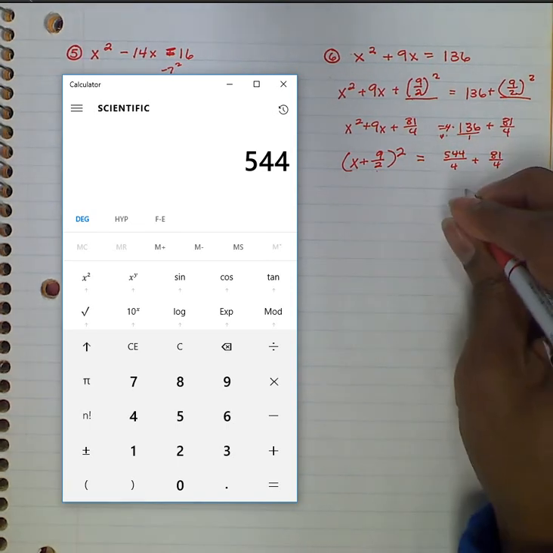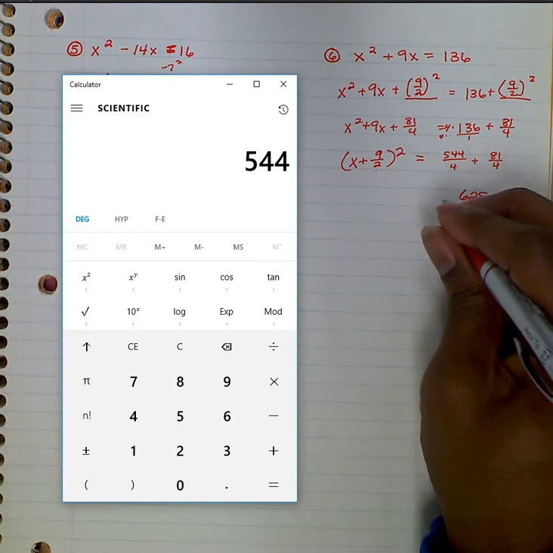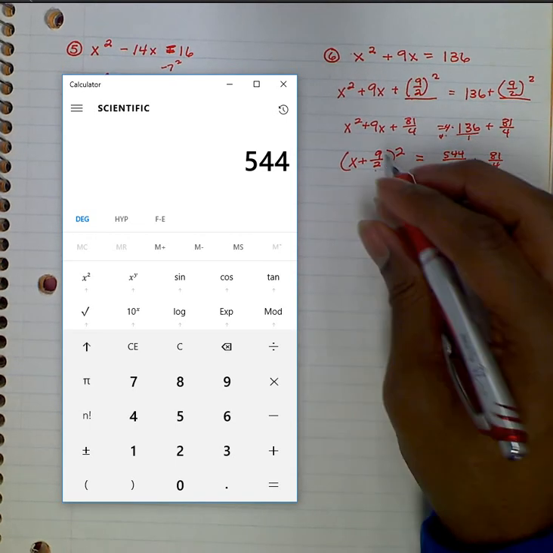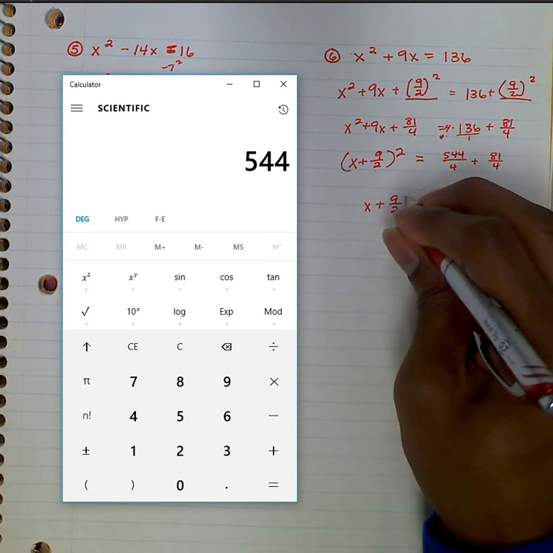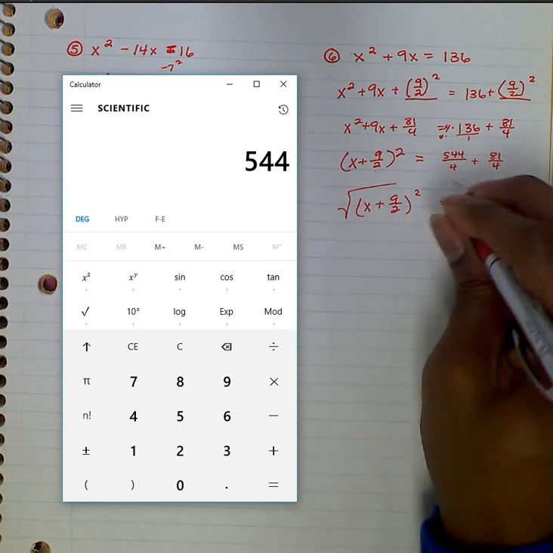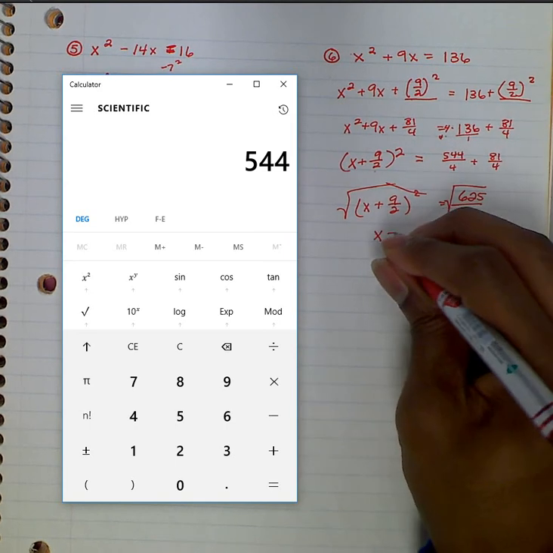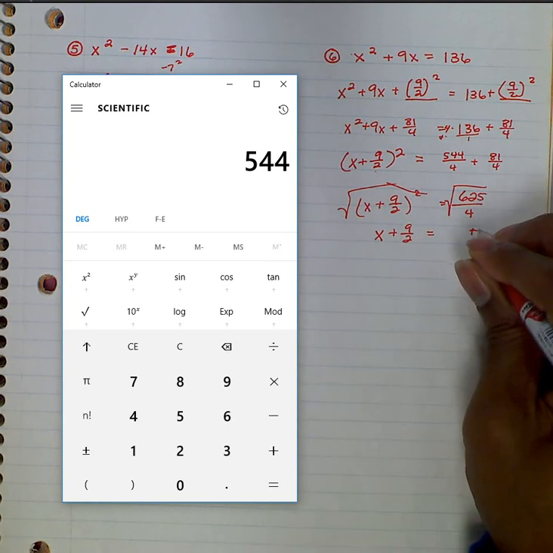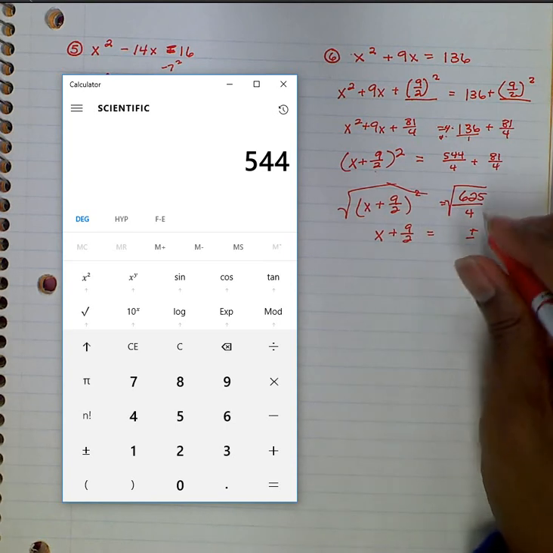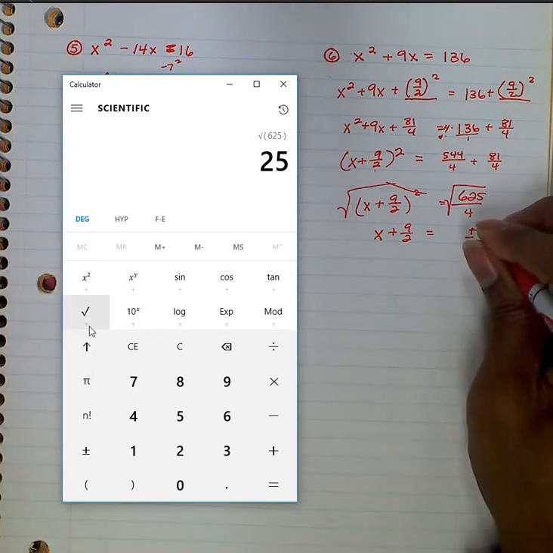Okay, so 625 over 4 equals x plus 9 over 2 squared. Okay, I'm going to take the square root of both sides, which we can do a little bit easier because these are fractions. On the left side, we have x plus 9 over 2. On the right side, we have plus or minus radical 625. I believe it's 25. Yep. Okay. Plus or minus 25 over 2.